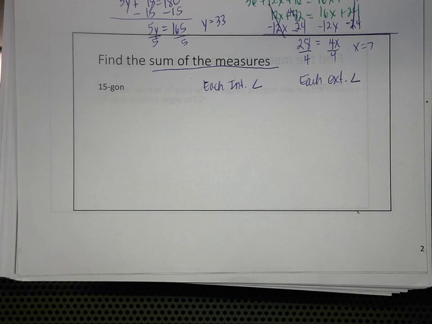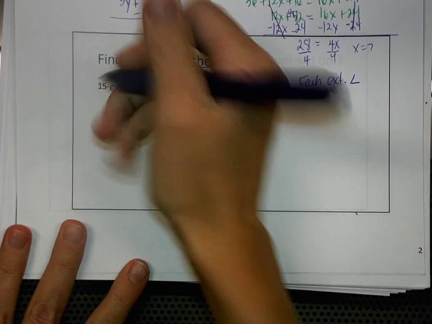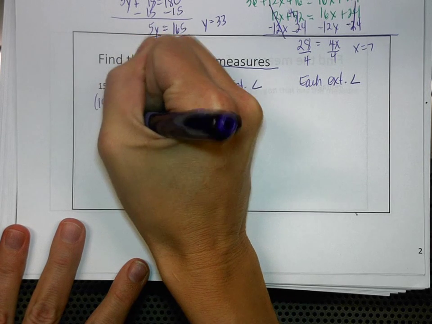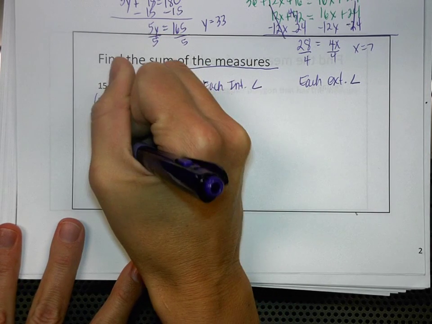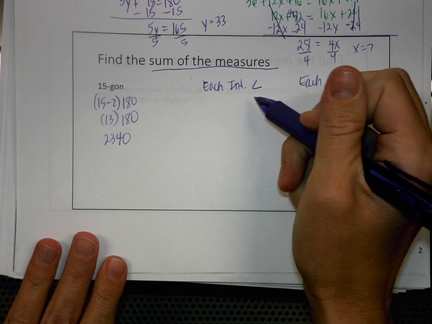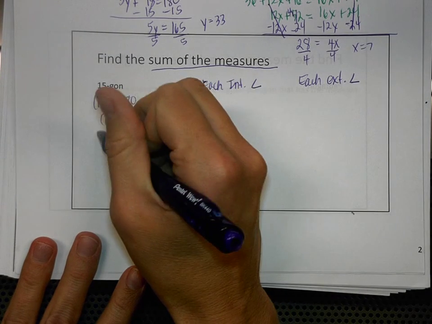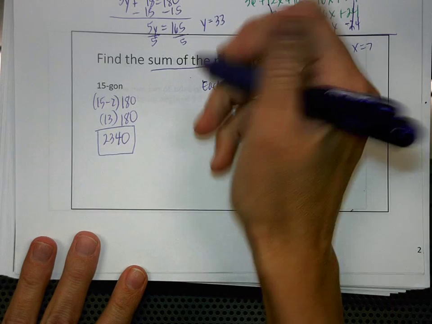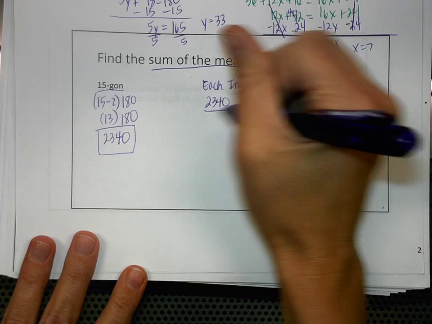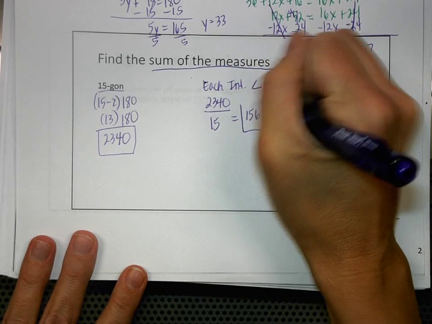So first of all, how do I find how many degrees are in a 15-gon? Good. 15 minus 2 times 180, so 13 times 180, and that makes 2,340. Okay? Now each interior angle, what do I do to find that? Good. So this is the sum of all of my interior angles. In order to find each, we take 2340 and divide it by however many sides there are. So we divide by 15, and you should have got 156 for each interior angle.